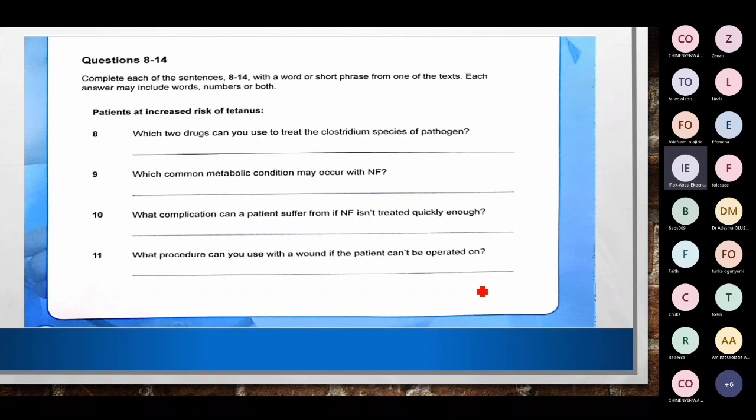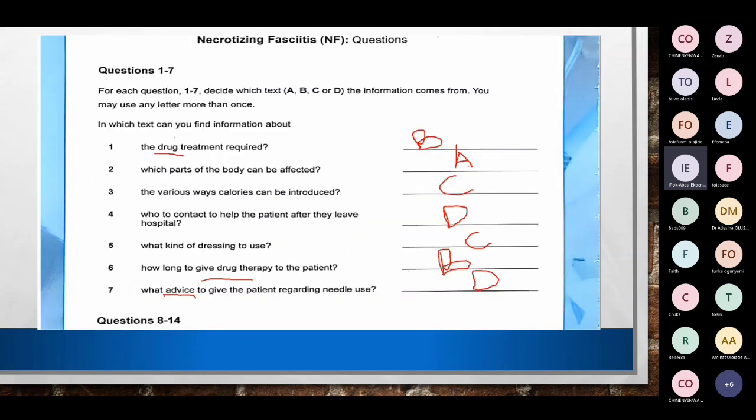So number 8 says, which 2 drugs can you use to treat Clostridium species of pathogens? Remember again, we are talking about drugs. Go to text B, exactly. But the keyword we are looking for is the pathogen, Clostridium species. So we are going to go back to text B and search for Clostridium species. When we see Clostridium species, we will read the entire sentence that contains it to know whether 2 drugs have been mentioned. So we are going back to our text B.